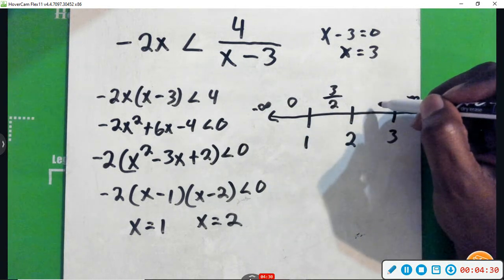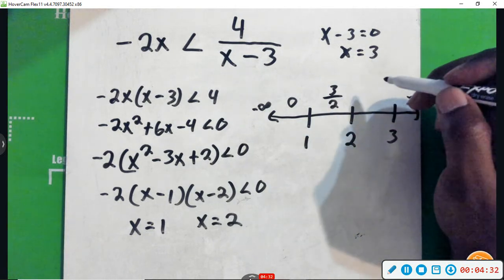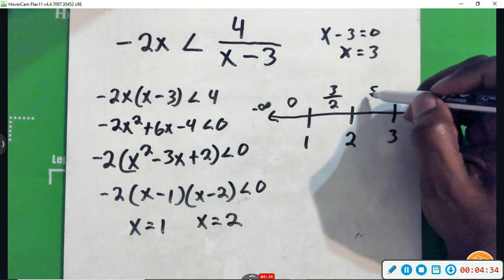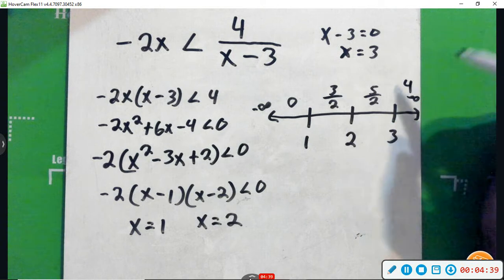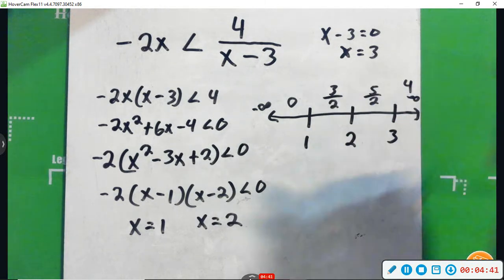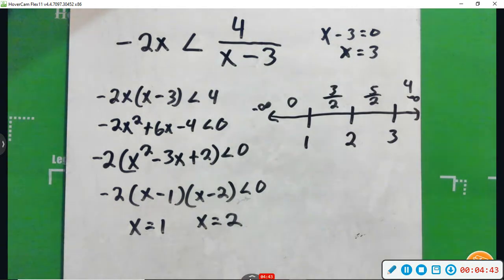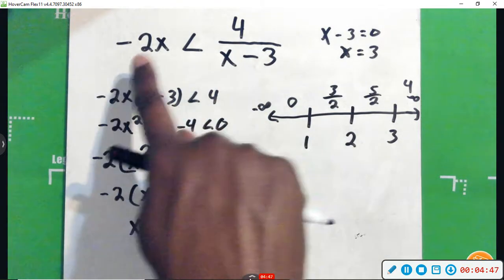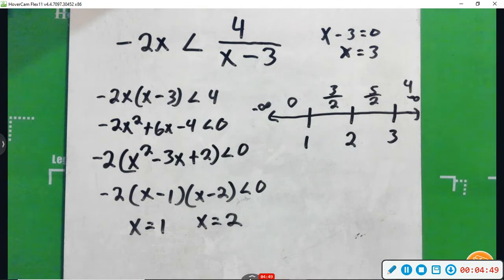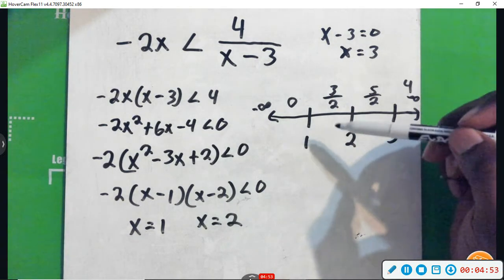Between here, I'm going to test 2.5, which will give me 5 over 2 as a fraction, and past 3 I'm going to test 4. Now these numbers I'm going to plug into the original equation, because whenever I multiply, depending on if the number was negative or positive, the sign should have got flipped, and then there's another degree of difficulty trying to decide what to plug in there.